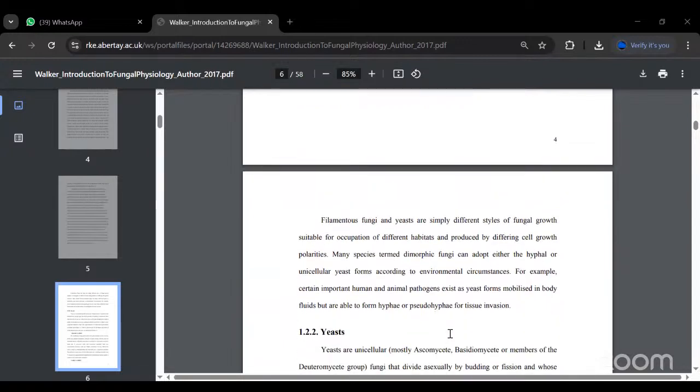Filamentous fungi and yeast are simply different styles of fungal growth, suitable for occupation of different habitats and produced by different cell growth polarity.